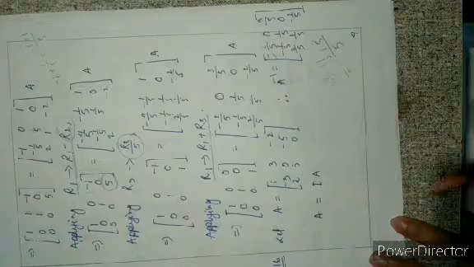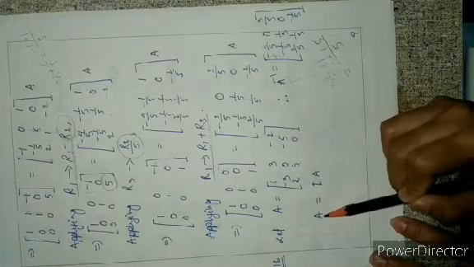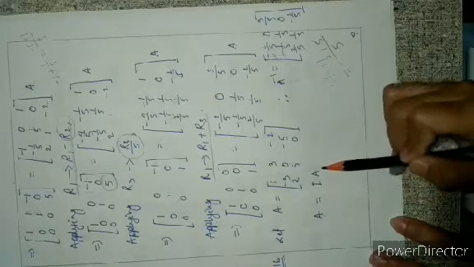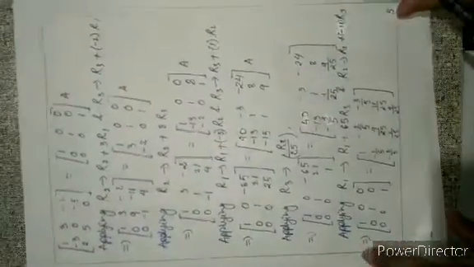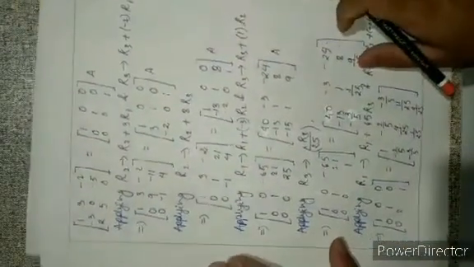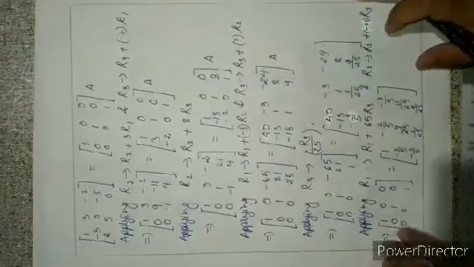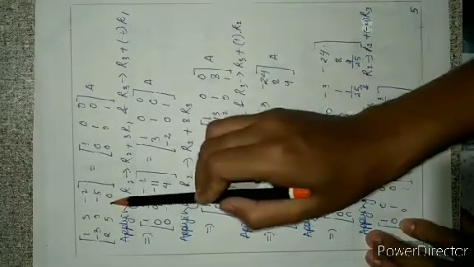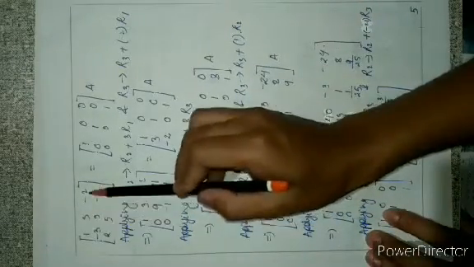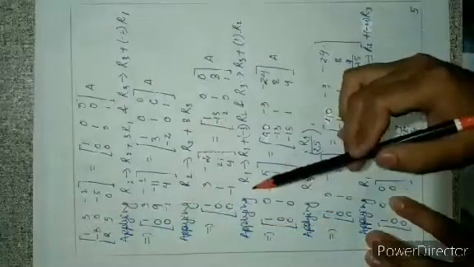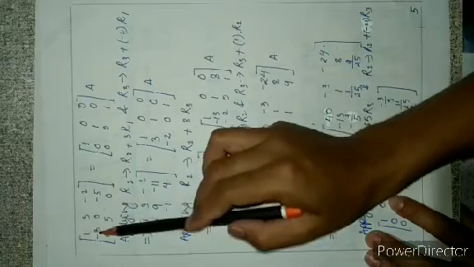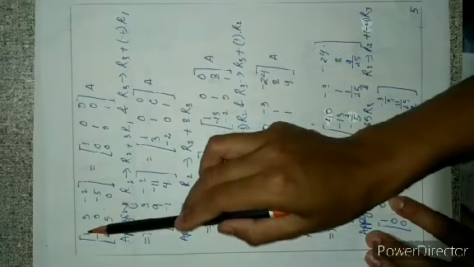For row transformation, step number 2, matrix A should be written as matrix A equals I multiplied by A. First write all the elements of A: 1 3 minus 2, then the identity matrix. First row, second row, and the third row.